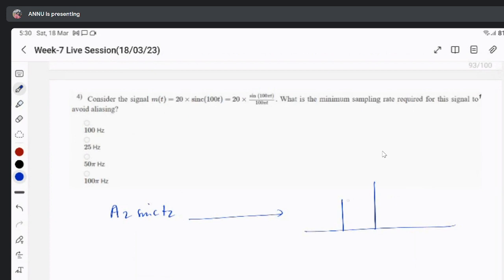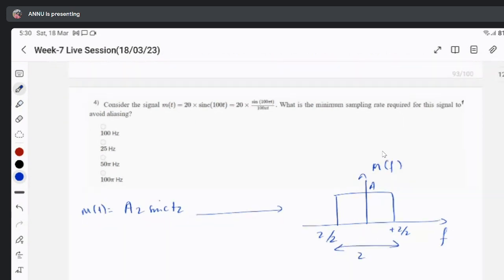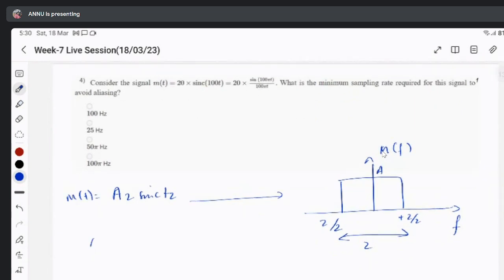Sure, I'll explain. See, this is M, F. This is F, and this is M. Generally, the minimum sampling rate to avoid distortion is twice the maximum frequency. So find twice the maximum frequency of the sinc function. This is the time domain. A is 20 here, and T is 100 pi t. So this m(t) is 20 sinc(100t). And what will you get in the frequency domain?